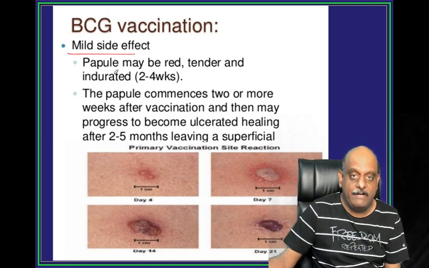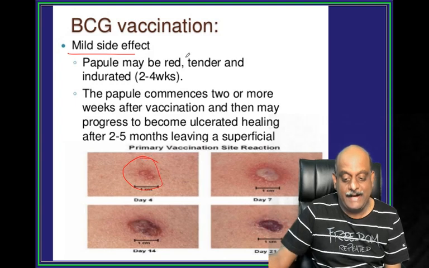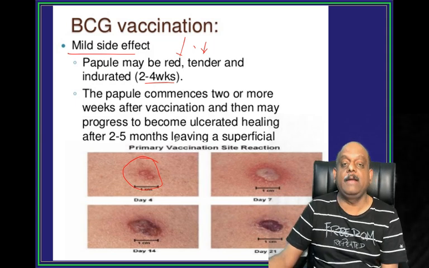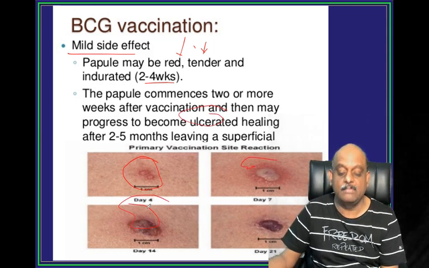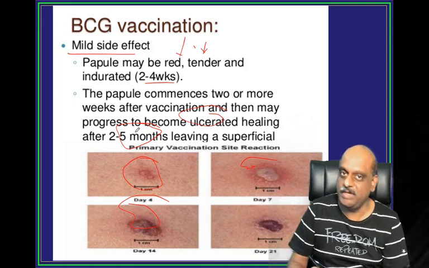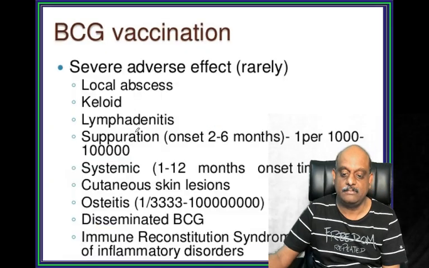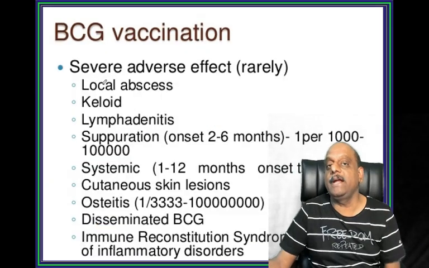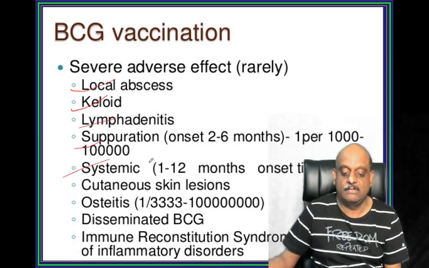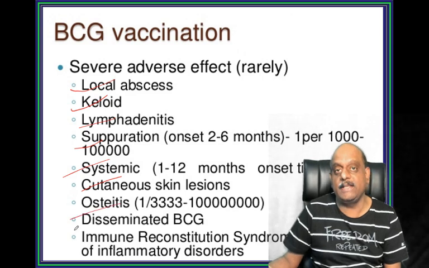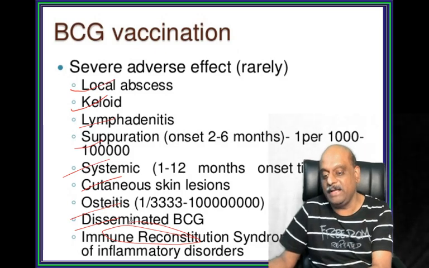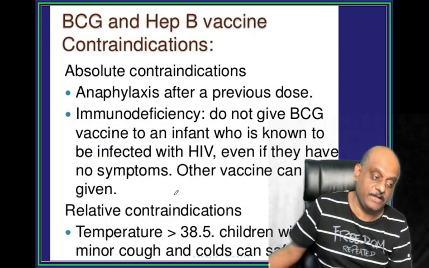Now, there is a mild side effect. There will be a papule which is red, tender and indurated in 2 to 4 weeks. It becomes ulcerated, then heals after 2 to 5 months, and it will leave a BCG vaccine scar. Now, what are the important side effects of it? Local abscess, keloid, lymphadenitis, suppuration, systemic cutaneous skin lesion, osteitis, disseminated BCG, immune reconstitution syndrome. Any of them can be the rare severe side effects.